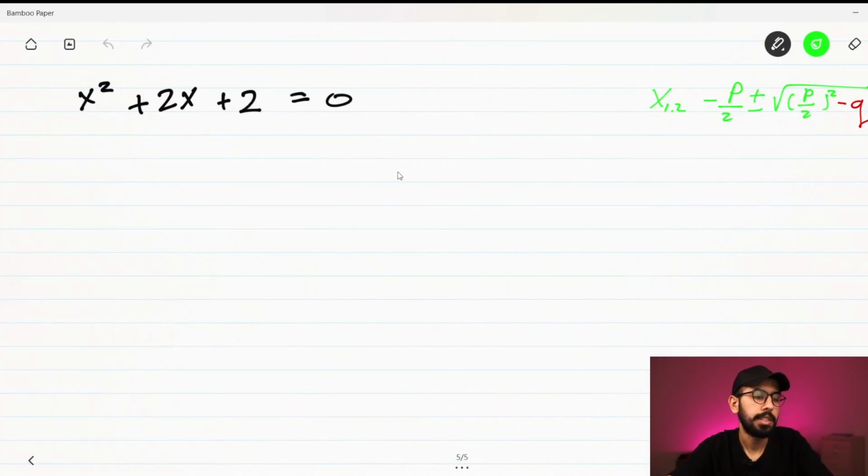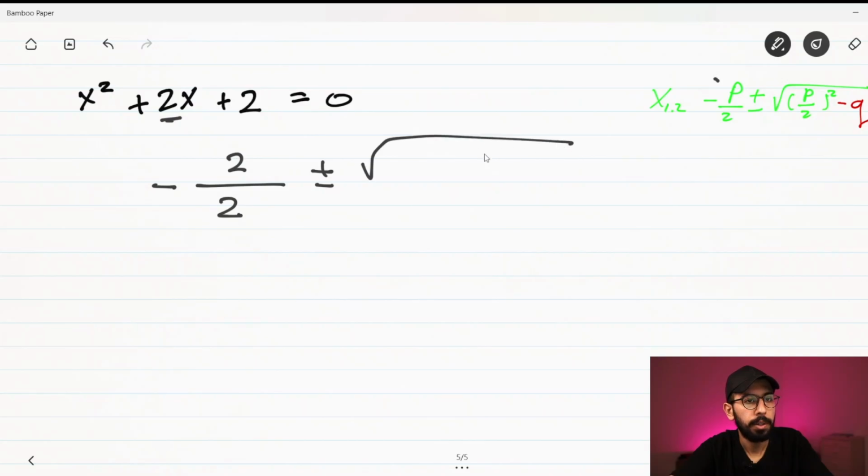Now let's jump to the last example. We have x squared plus 2x plus 2. Let's start using this method. Our P here is 2, over 2, plus or minus our root, we open the brackets, we have 2, which is our P, over 2, to the power of 2, minus our Q, which is 2.